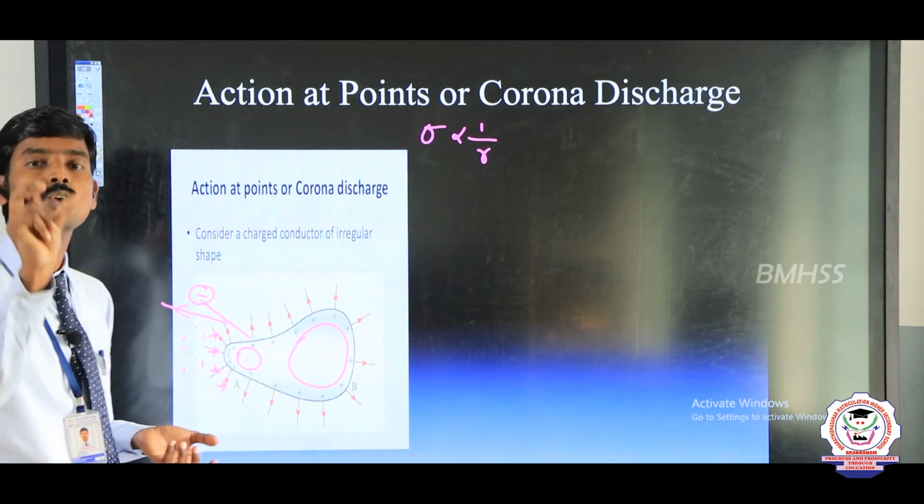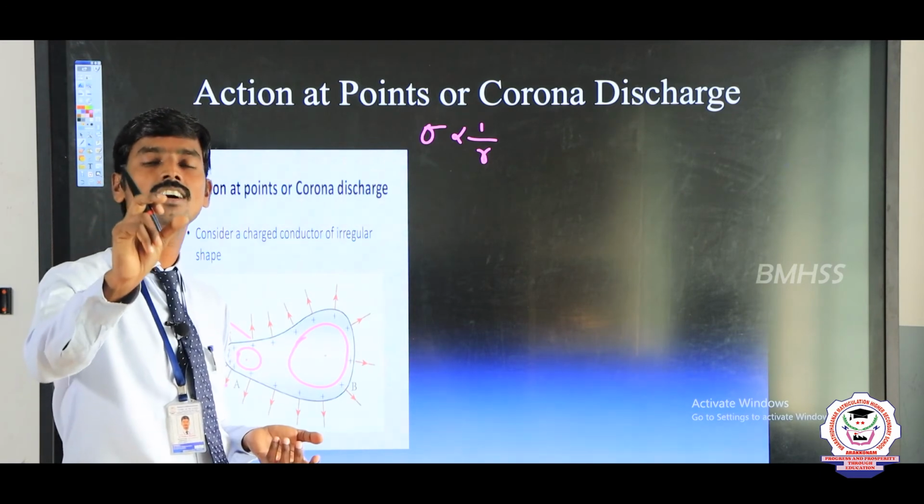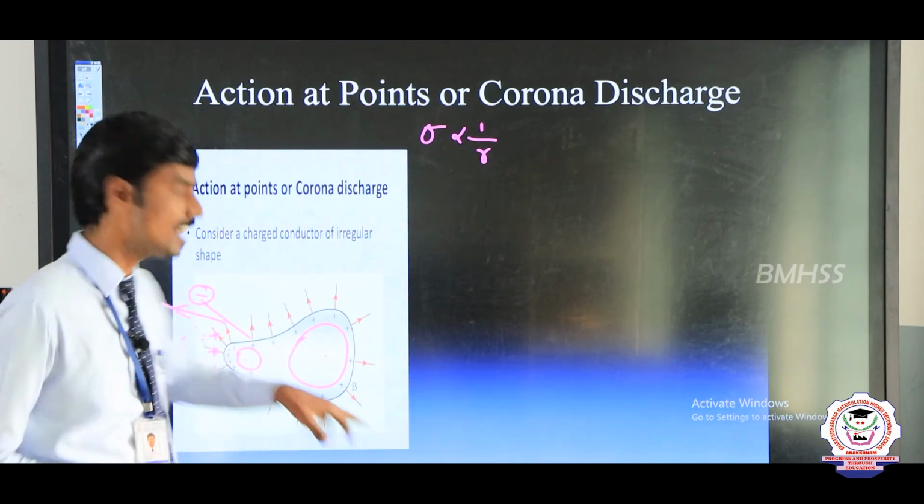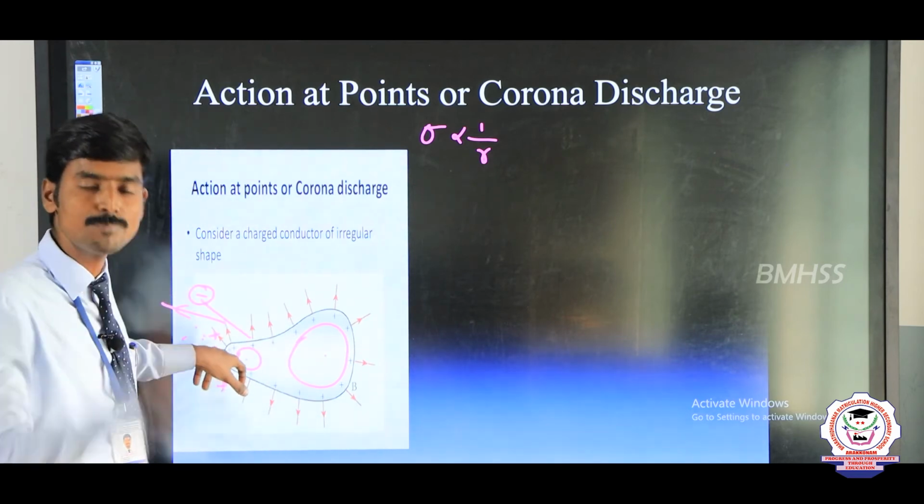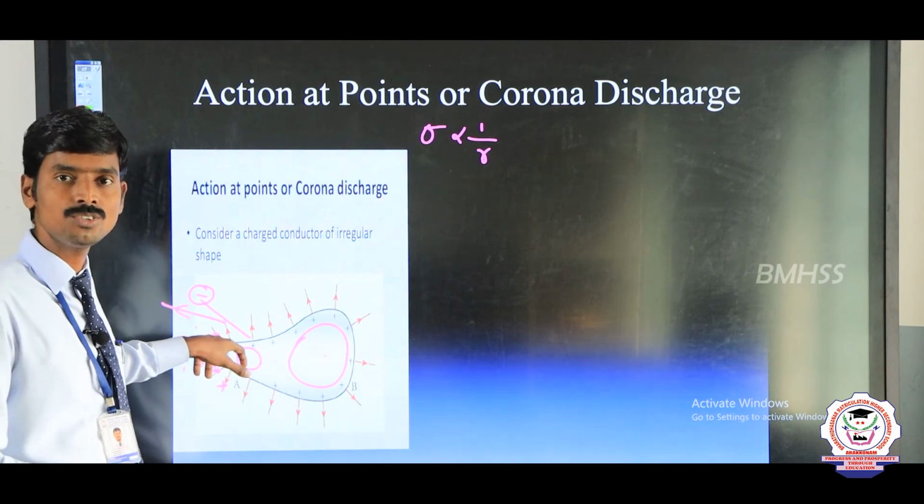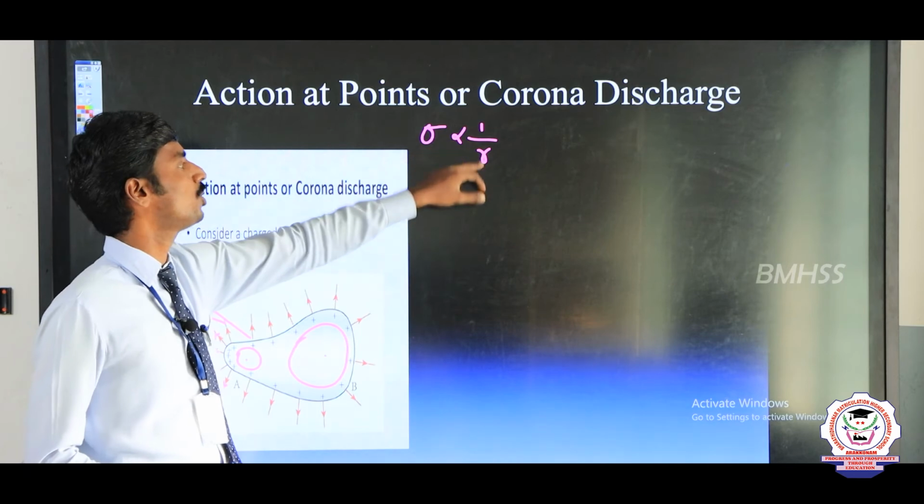Define corona discharge. Simple concept, you just write 1.5 lines: the total charge leakage at the sharp edge. This process we are calling corona discharge. It's very easy. So the basic concept: sigma is inversely proportional to r.